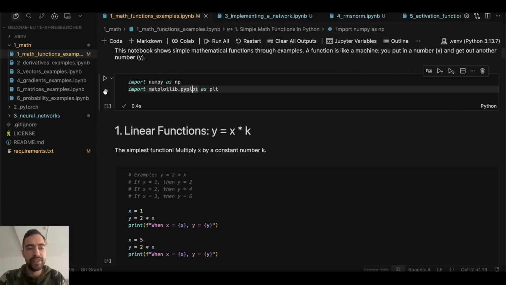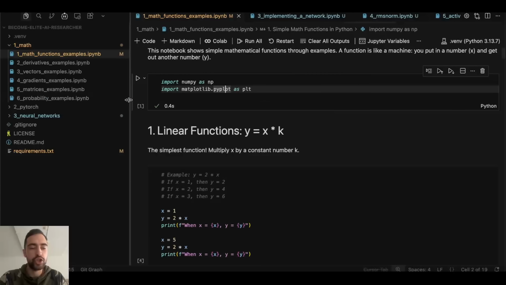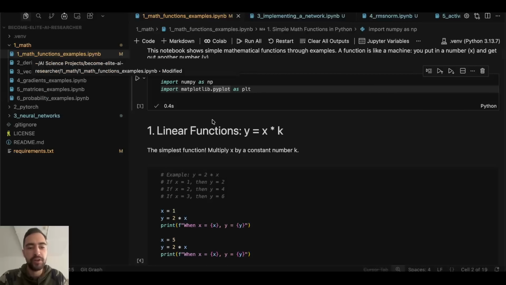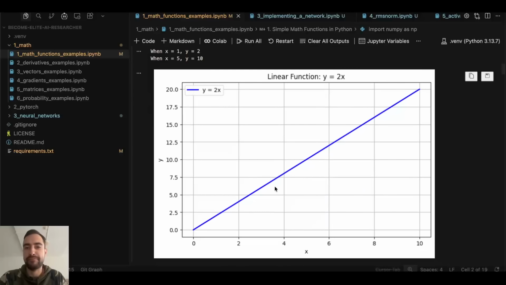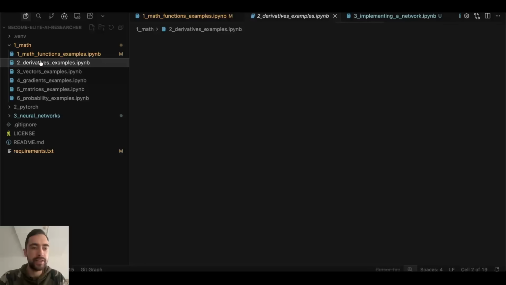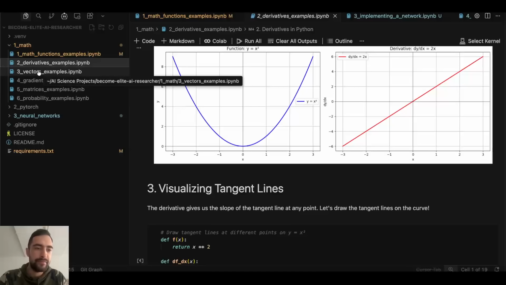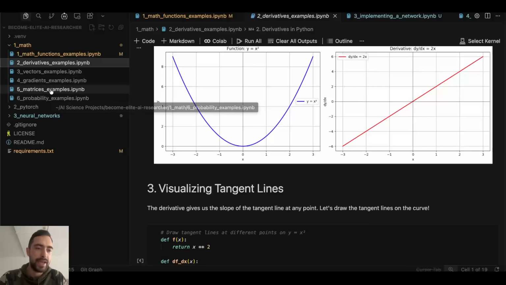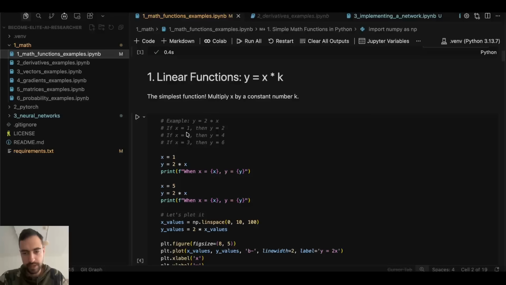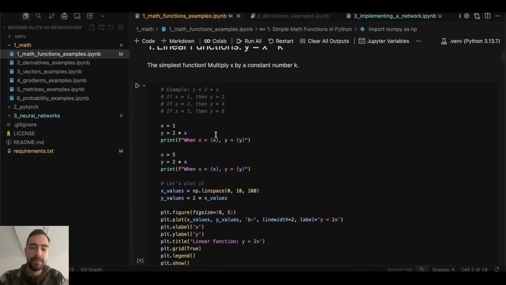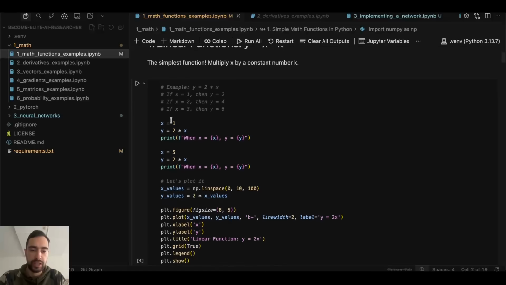Now that you have everything set up and installed, I will show you the curriculum. First, we're going to learn the functions. So these are math functions, not Python functions, but math functions. Then derivatives, then vectors, gradients, matrices, and probability. A lot of you may already be familiar with some of these, especially maybe with functions. But you can use timestamps below or chapters to skip, but maybe you can also watch it anyway.